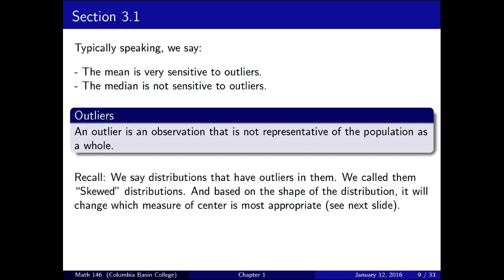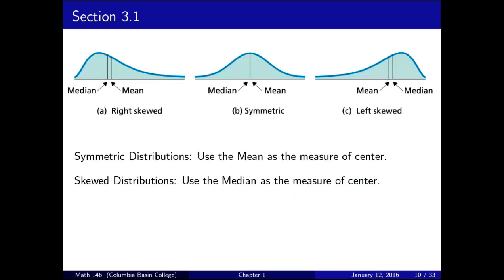I use the term outliers, and what we determine as an outlier in statistics is essentially any observation that's not representative of the population. So you might remember back in Chapter 2 we talked about distributions which actually have outliers built into them. Okay, we have those skewed distributions, and based on the shape of the distribution it changes which measure of center is most appropriate.